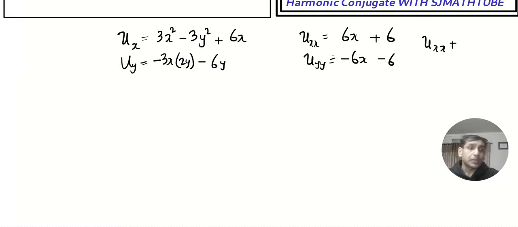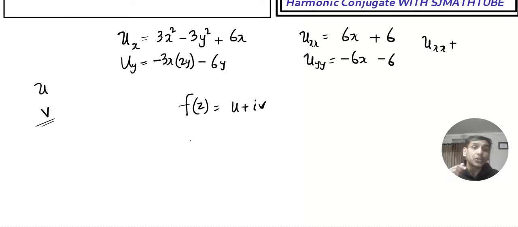Okay, now step number 2. u is given, so we have to find v. So let v be the harmonic conjugate. So I'm going to write f of z equal to u plus iv. Let it be analytic where v is our required harmonic conjugate. Now do you remember the step? If you remember, pause it, try it, and at the last check whether your answer is matching with my answer.